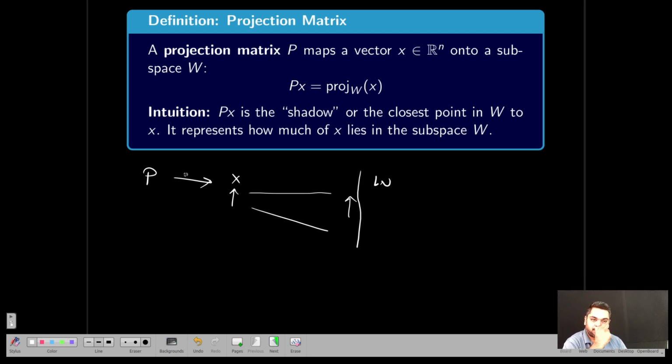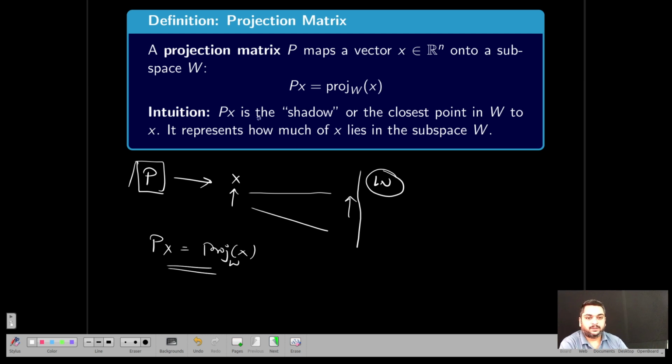What is the idea here? Technically, you have to understand what this W is, how you form this W, and how you form this projection matrix. What I am saying is, applying the projection matrix to X will produce the projection of X onto subspace W. This is the meaning of that equation. Px is the shadow, or the closest point in the subspace W to X. It represents how much of X lies in the subspace W. So that is the formal definition of the projection matrix.